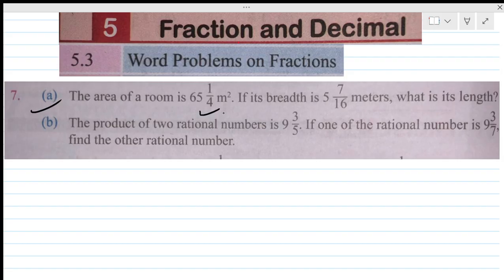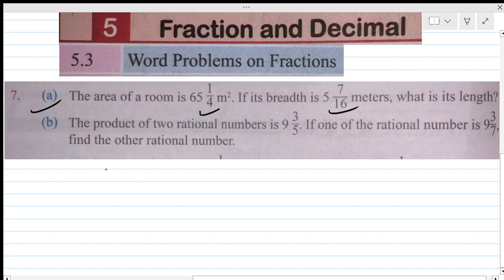Its area is given 65 whole number 1 by 4 meters square, and its breadth is given 5 whole number 7 by 16 meter. And what is the length? We are asked to find the length of the room. So we can go with the use of the area of the room first.